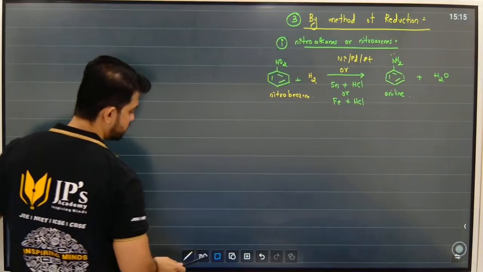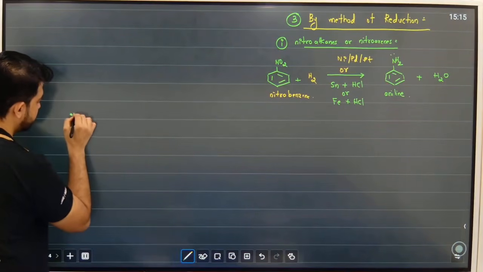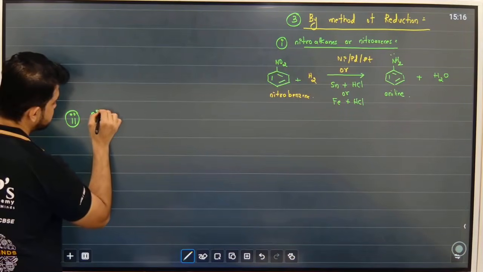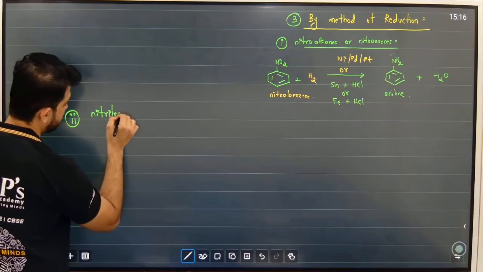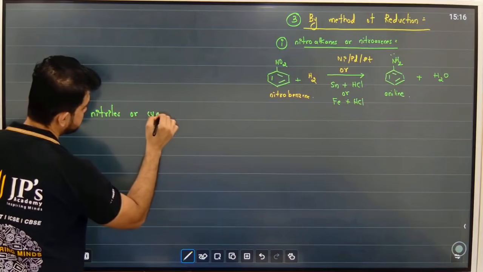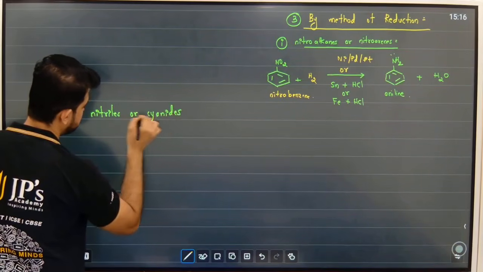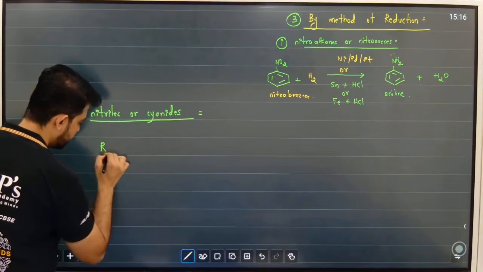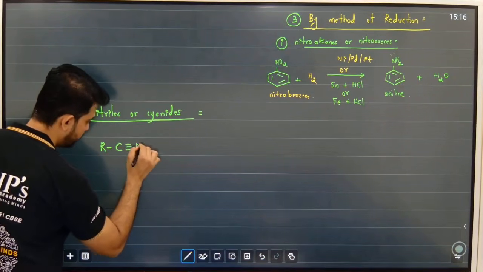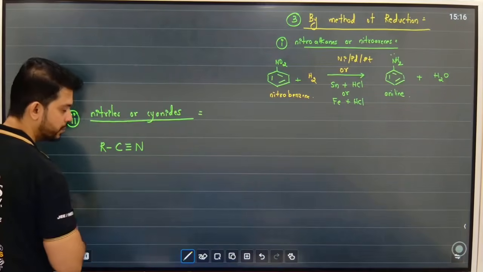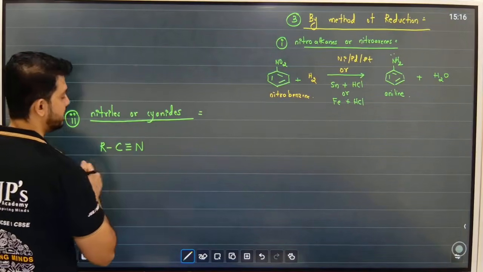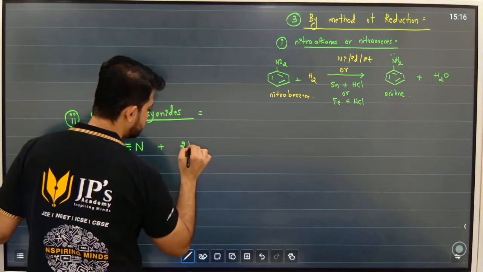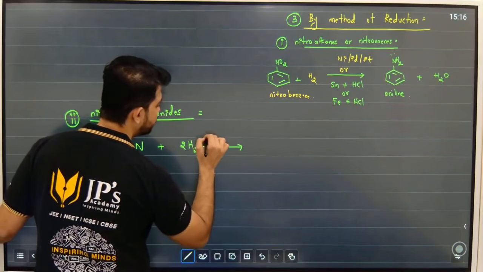Now the second functional group that we are going to reduce, students, is nitriles or cyanides. So, students, here we have, you can call this alkyl cyanide, you can call them alkane nitrile, I leave it up to you. And we are doing reduction of this using a set of reducing agents.